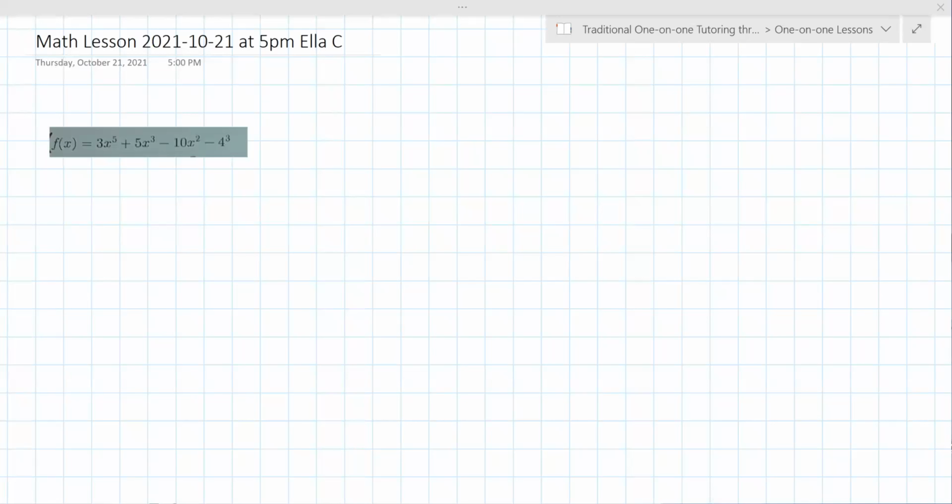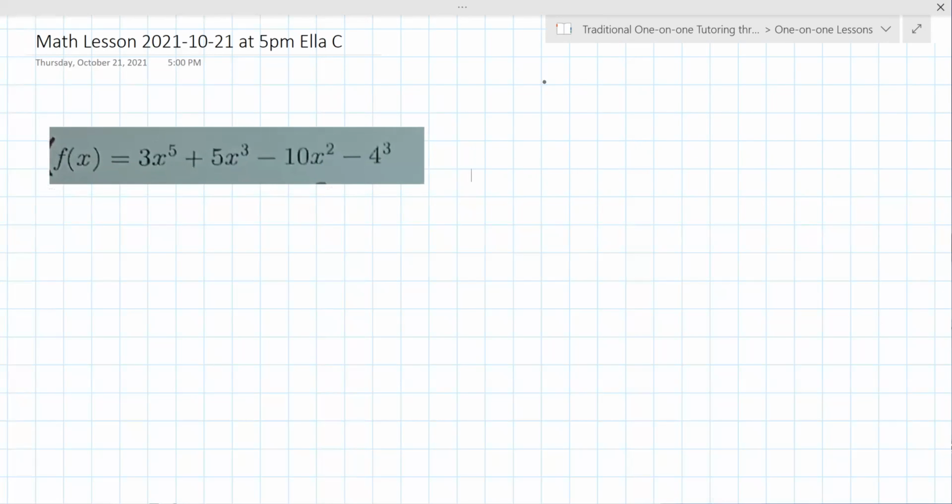I still think I haven't fully gotten all the concepts for derivatives down, which I think is the issue. All right. So do you see my screen? Do you see f of x equals 3x to the fifth and so on? Yeah. Okay. So when I look at this, I see power rule. And then I see a distraction, which happens to be a constant.